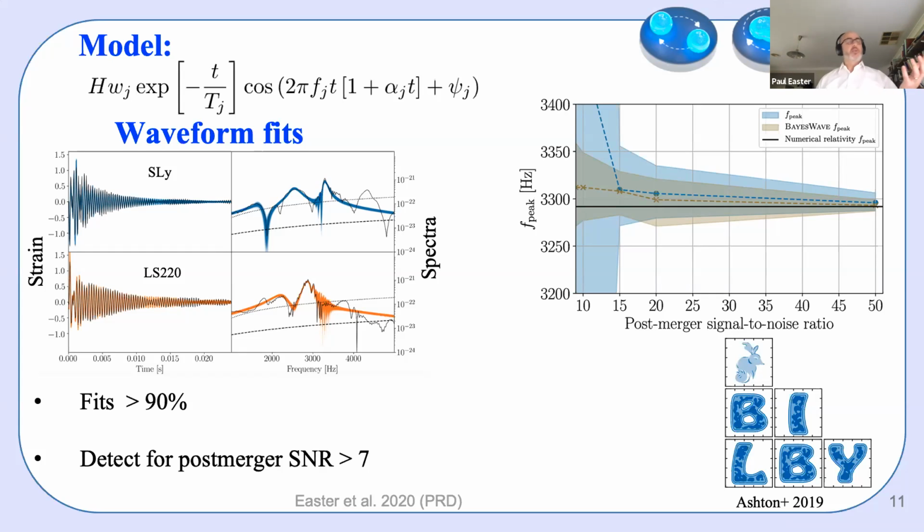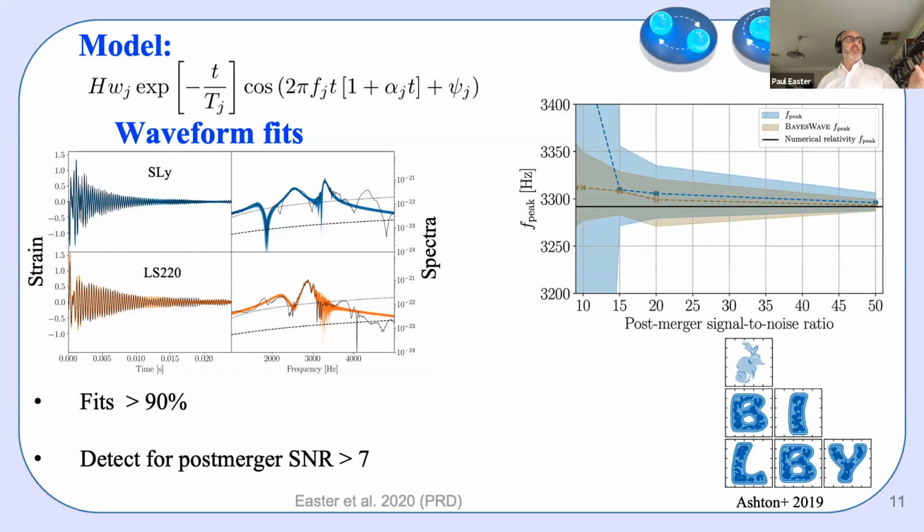On the left-hand panel, I'm showing both the time domain and the frequency domain for the gravitational wave signal. The gravitational wave injection is shown in the black curves, and the posterior waveforms that we recover are shown in the shaded coloured curves, both in the time and frequency domain. At least visually, you can see that we fit both the time and the frequency well.